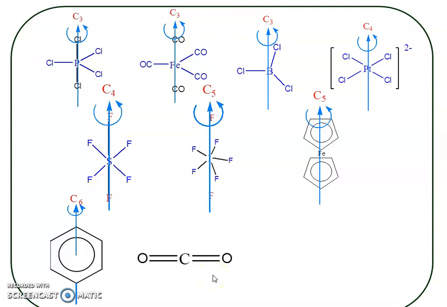This is carbon dioxide. Carbon dioxide is a linear molecule, and this is a C infinity axis. So here the angle of rotation, we can rotate this molecule infinite times, and there will be no change. Similarly in hydrogen there is a C infinity axis, because the angle of rotation may be 0, 1, whatever, that is at any time we get an identical structure.